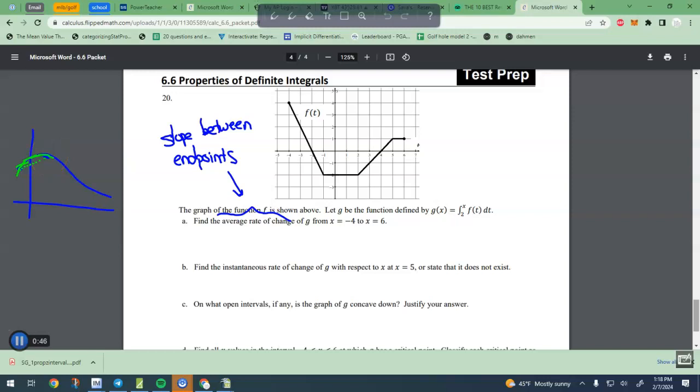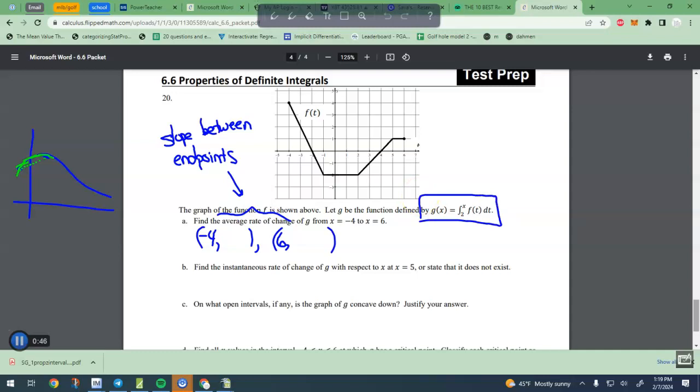So I've got -4 comma something, and I've got 6 comma something. That's my 2 x values, and I've got to first find the y values that go with those, and then find the slope in between those 2 points. So when x is -4, I got to find out what y is. So I'm working with g. G is right here, and I'm going to plug in the x value.